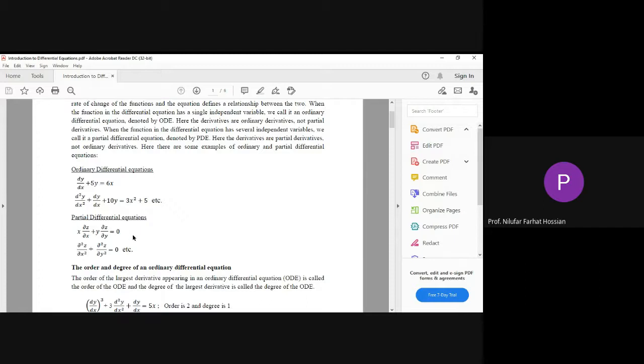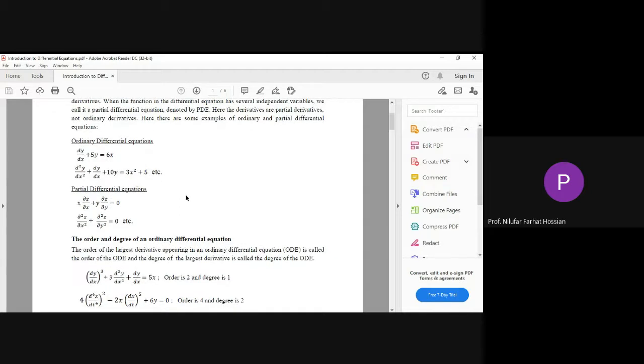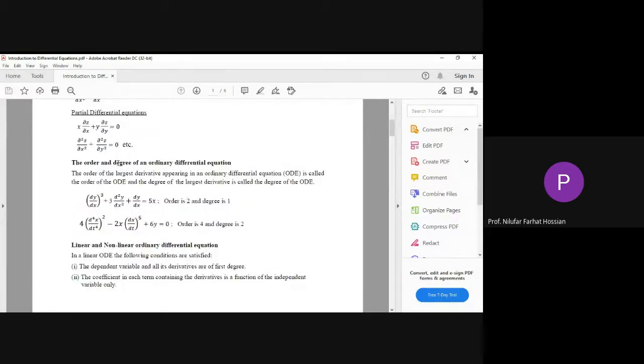And these are partial differential equations because here the number of variables is more than 2: x, y, and z. Here z is the dependent variable which depends on x and y. And the partial derivatives are this, del z by del x, del z by del y. Here it is second order, del square z by del x square, del square z by del y square. So these two equations are not ordinary differential equations, they are partial differential equations, and these two are ordinary differential equations. Now let us define two very important things, the order and degree of an ordinary differential equation.